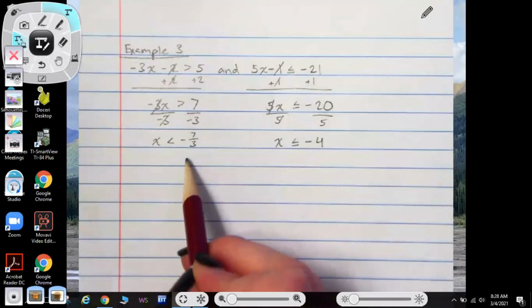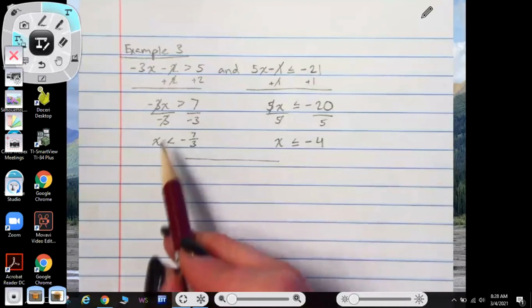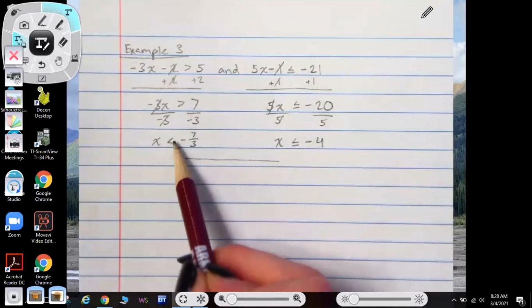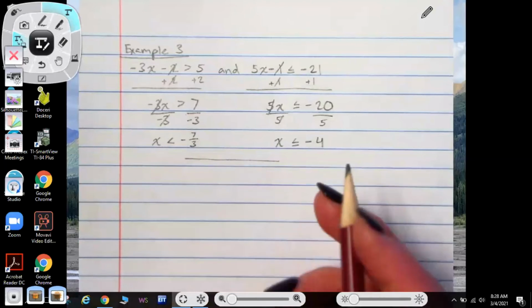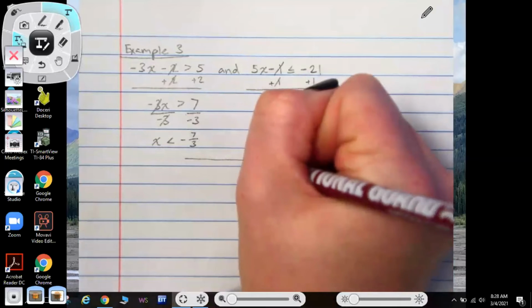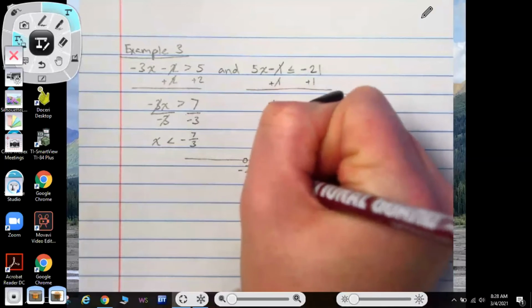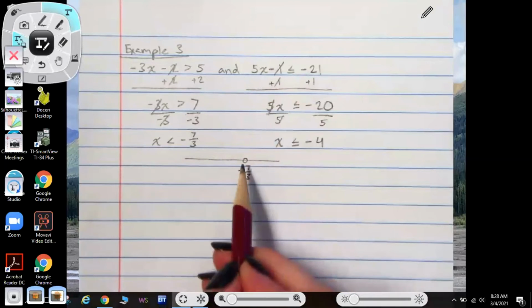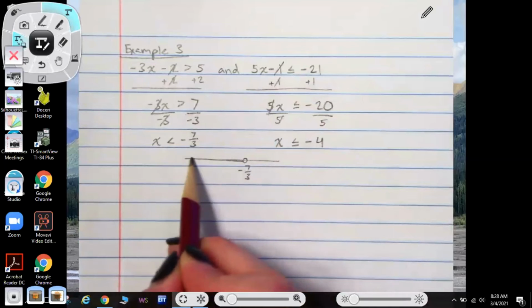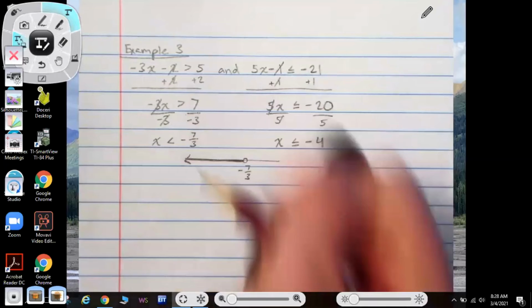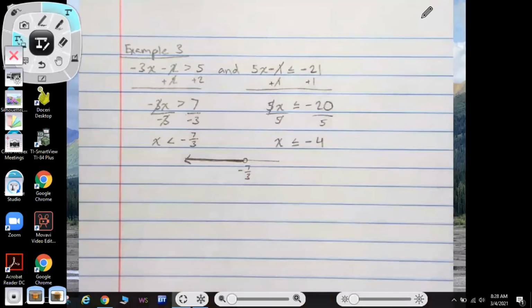Okay, let's draw our two separate number lines. Just looking at x is less than negative 7/3, we have an open circle at negative 7/3, and x can be anything less than that, so we shade the left side all the way to negative infinity.